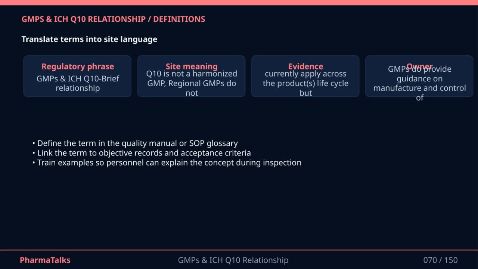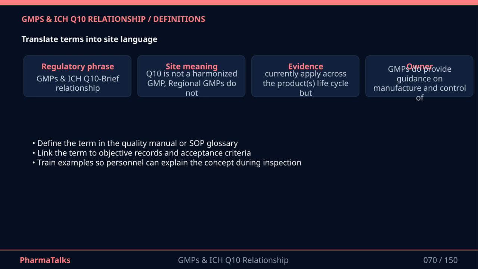On this slide, we are focusing on the relationship between good manufacturing practices, or GMPs, and ICH Q10. It's important to understand that ICH Q10 is not a harmonized GMP standard itself. Instead, it serves as a framework that complements regional GMP regulations, which individually guide the manufacture and control of pharmaceutical products. One key point is that these regional GMPs do not currently apply across the entire product lifecycle, whereas ICH Q10 aims to provide a more comprehensive approach.